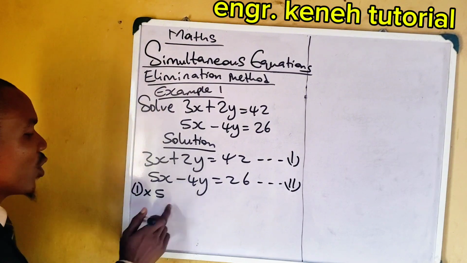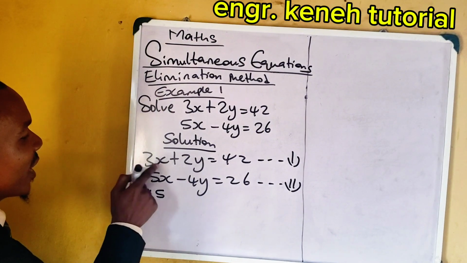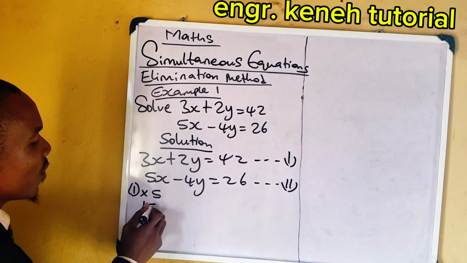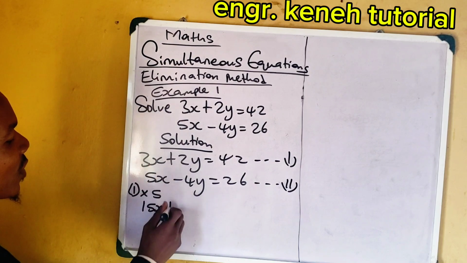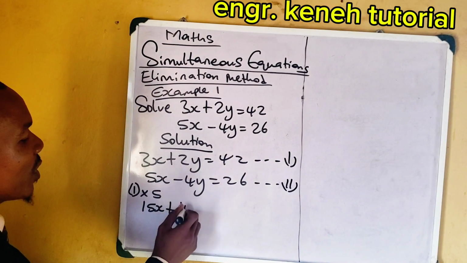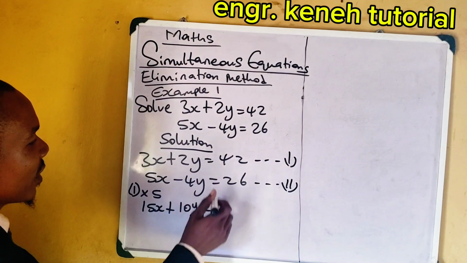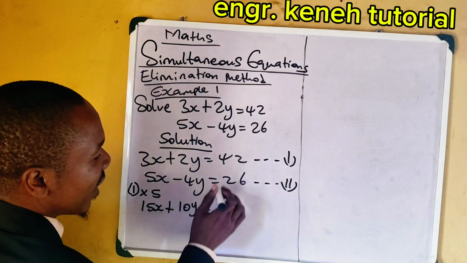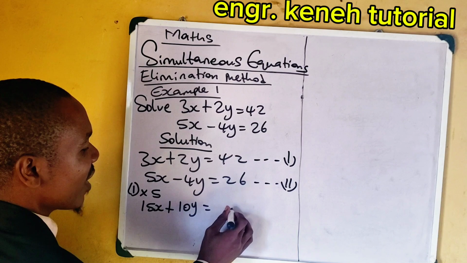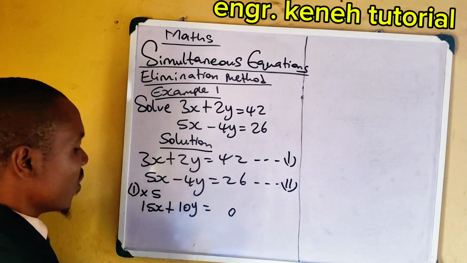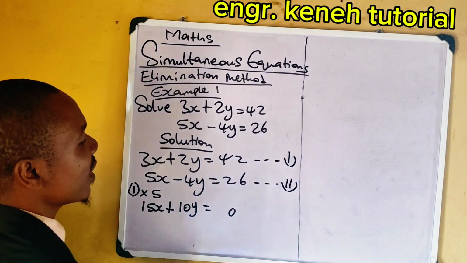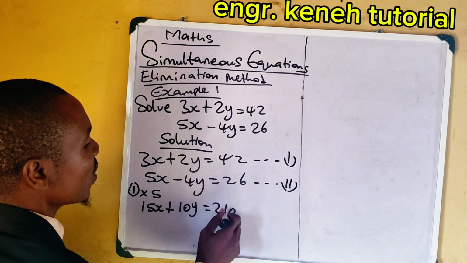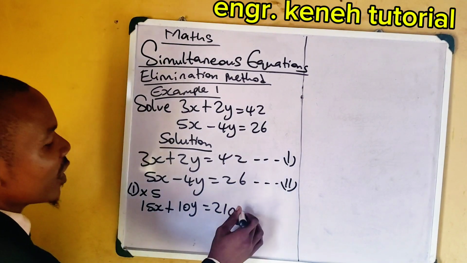Alright, so I will say equation 1 times 5. Can you see it? Equation 1 times 5, that will give me 3x times 5 will give me 15x plus 2y times 5 will give me 10y. Then 42 times 5: 5 times 2 will give me 10, write 0, carry 1, 5 times 4 will give me 20, plus 1, it will give me 21.